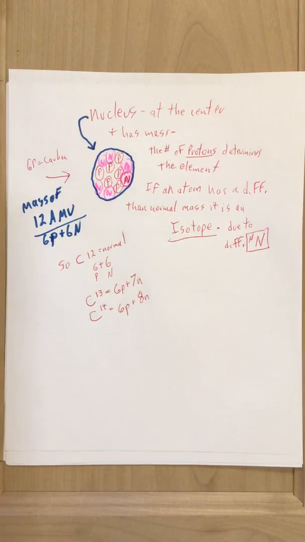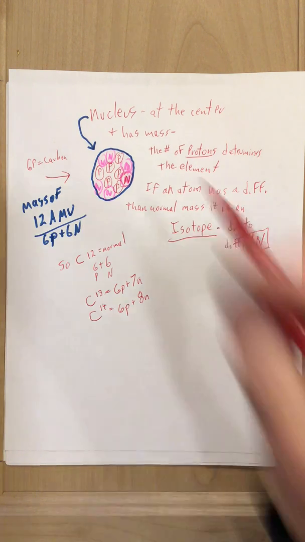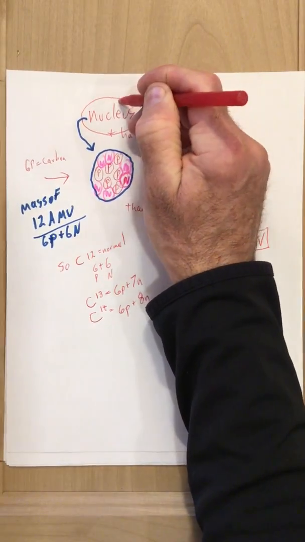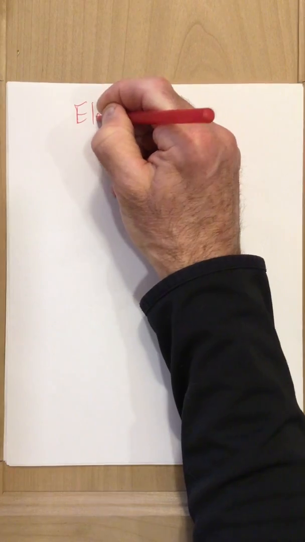It's used oftentimes in dating the age of a bone, when some bone was left behind by its owner or whatever. All right, so that's the nucleus. Now let's talk about electrons. All right, electrons.